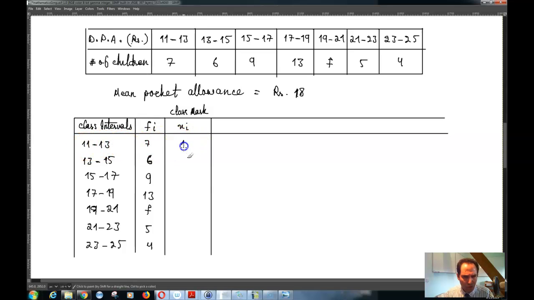24 divided by 2 is equal to 12. 28 divided by 2 is equal to 14. 15 plus 17 is equal to 32, 32 divided by 2 is 16. 17 plus 19 is equal to 36, divided by 2 is 18. And you can go 20, 22, and 24.